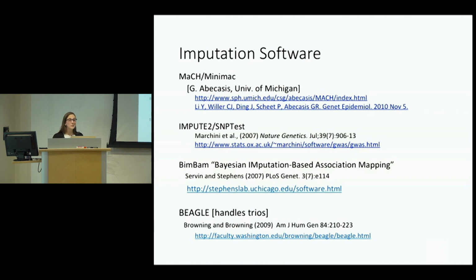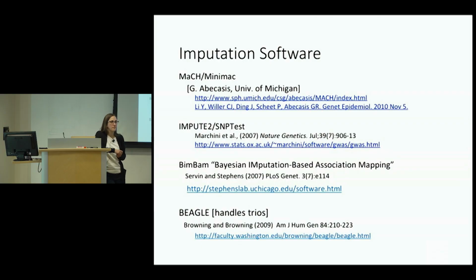There are multiple tools for doing imputation, and here are the four most popular tools for imputing missing SNPs from reference haplotypes. And I want to say Minimac and Impute2 seem to be the two most popular ones. After you use these software to get imputation, yeah?